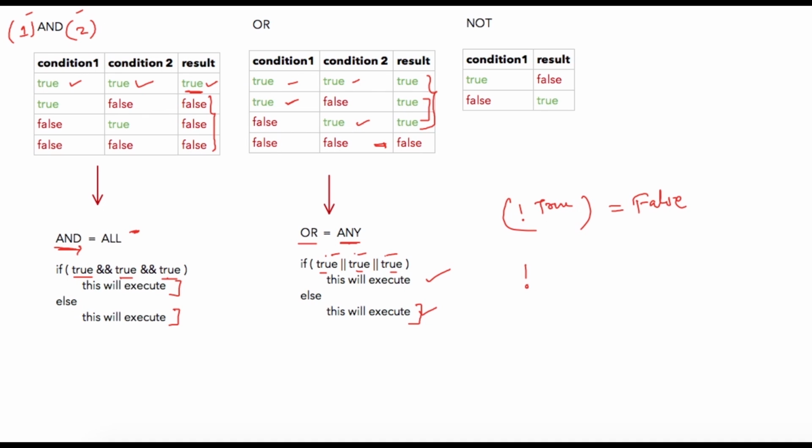Okay, similarly if my result is going to be, let's say, false, I'm writing the negation operator, so this is equal to true.